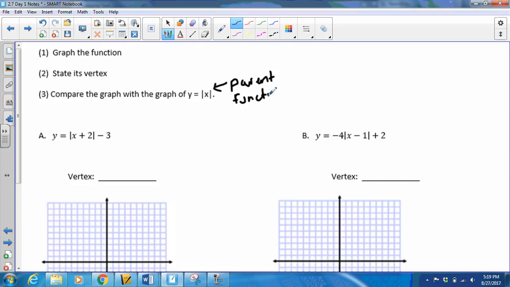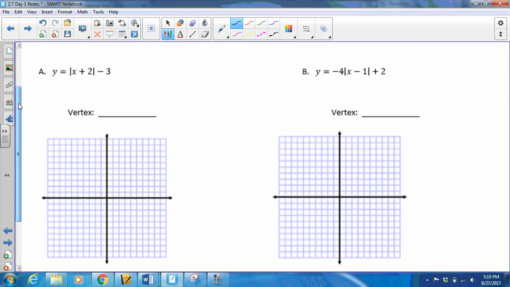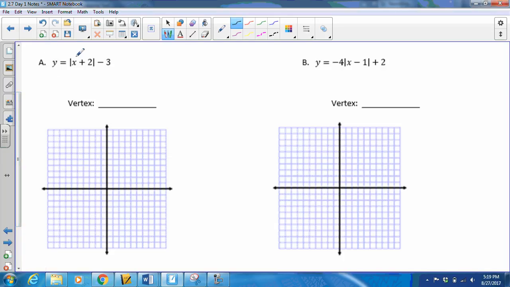Okay, so I'm going to do the first one with you. So we're going to do A together, and then B I'm going to have you do on your own. So I know number 2 says list the vertex, but you really should do that first, okay? So we're going to list the vertex of A. So here we have the absolute value of x plus 2, minus 3. Remember, your vertex is your H, comma, K.